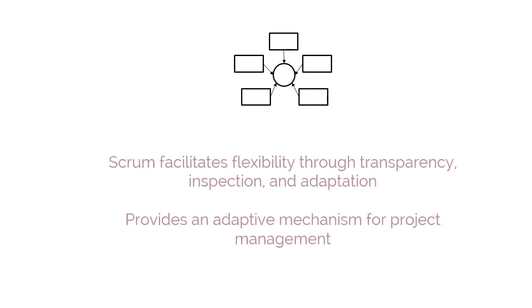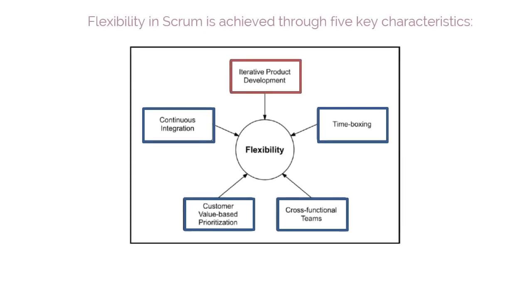Achieving flexibility in change. Scrum facilitates flexibility through transparency, inspection, and adaptation to ultimately achieve the most valuable business outcomes. Scrum provides an adaptive mechanism for project management in which a change in requirements can be accommodated without significantly impacting overall project progress. As shown in the figure, flexibility in Scrum is achieved through 5 key characteristics: iterative product development, time boxing, cross-functional teams, customer value-based prioritization, and continuous integration.